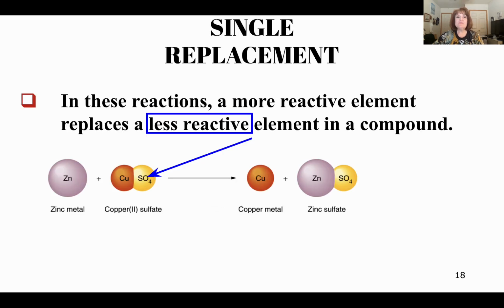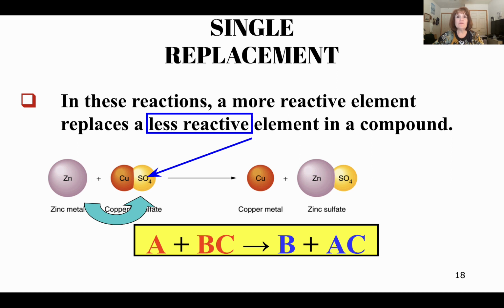In a single replacement reaction, a more reactive element replaces a less reactive element in a compound. So zinc is more reactive than copper. So zinc will replace copper with sulfate.